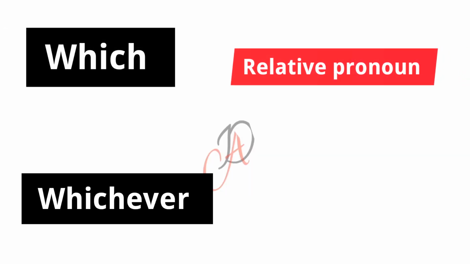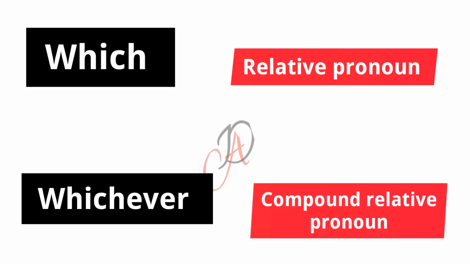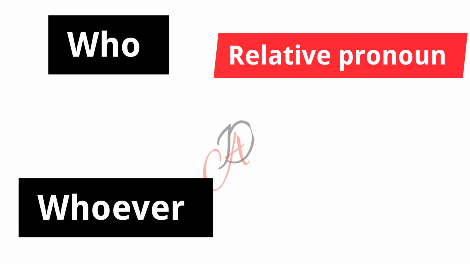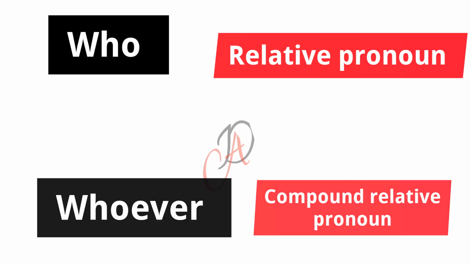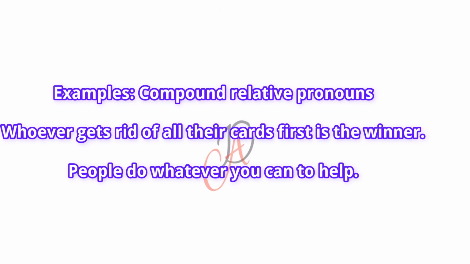So, which is a relative pronoun and whichever is a compound relative pronoun, and similarly, who is a relative pronoun, whoever is a compound relative pronoun, and accordingly, we can make them as compound relative pronouns. Let's understand them with the example. The examples for compound relative pronouns are: whoever gets rid of all their cards first is the winner. The second example: people do whatever you can to help. Alright, hope the concept is clear to you.